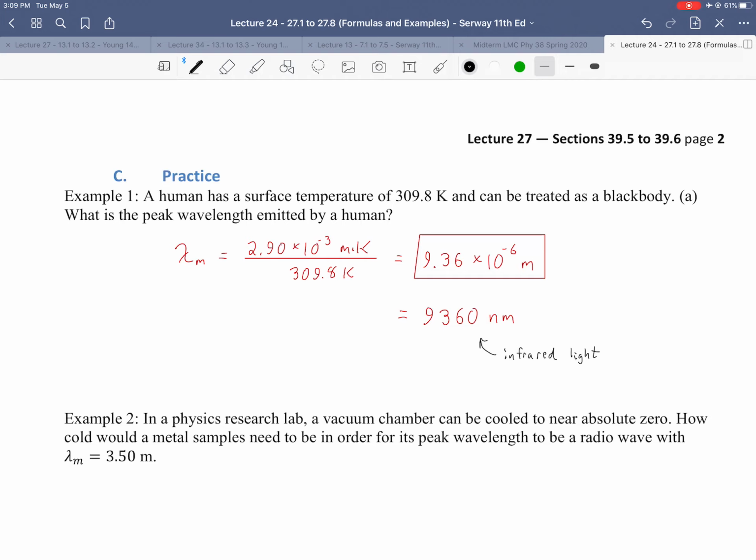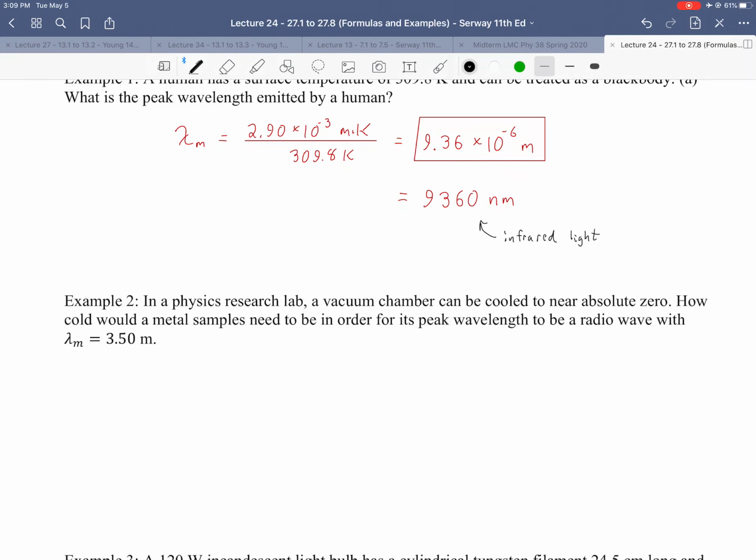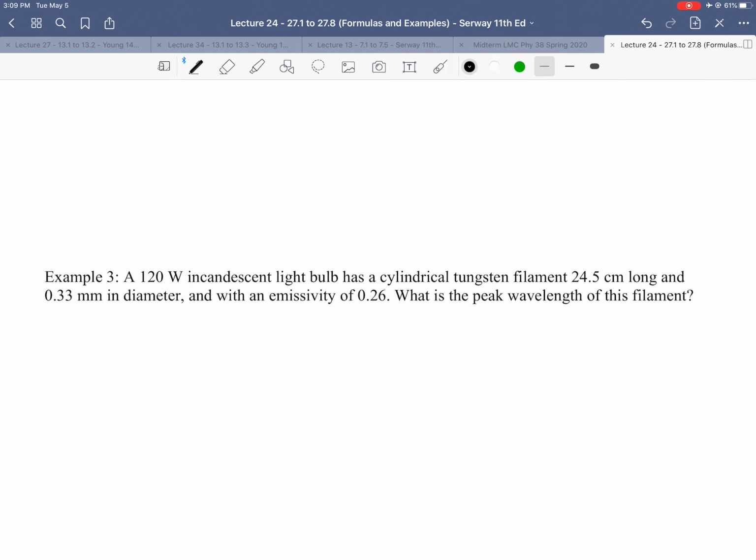We are constantly emitting light, right? So we are constantly emitting energy at this particular wavelength. Okay, so that's plug and chug one. Example 2 is similar, but with a little extra step. I talk about how cold it has to be in order to get a particular wavelength, so you're solving for the temperature instead of solving for the wavelength.